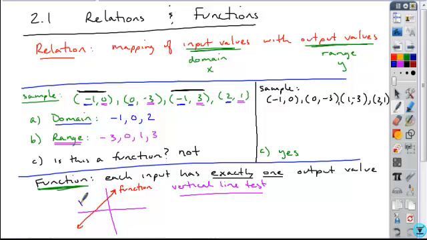And what about something that looked like this? A parabola. Is there any place on this parabola that I could draw a vertical line that would pass through that parabola in more than one place? No. So it passes the vertical line test. It's also a function.